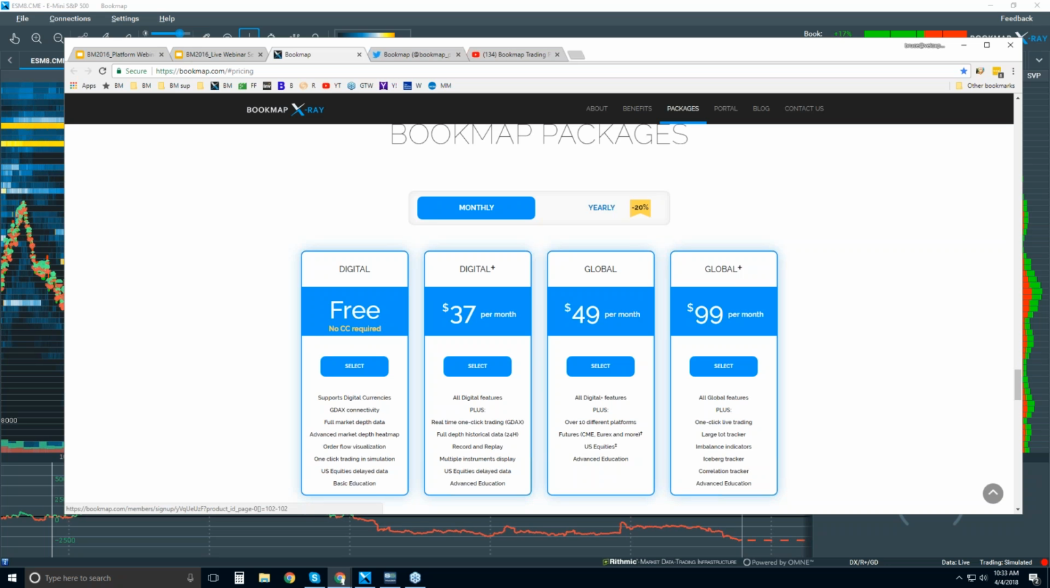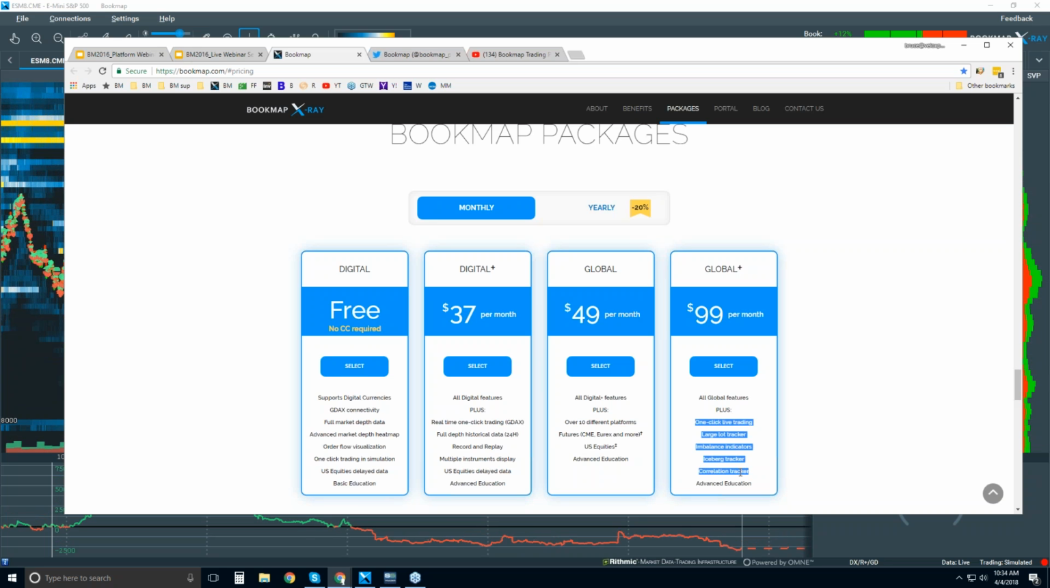And then Global Plus, what you get with that is the add-on indicators. You have the ability to trade futures and equities right from the Bookmap chart. You get the large lot tracker. These are proprietary indicators we put together to understand what exactly you're looking at in the order flow, and specific players as well: large players using large lots within the order book, or the iceberg detector, for players who are not showing large lots but trying to disguise their position.